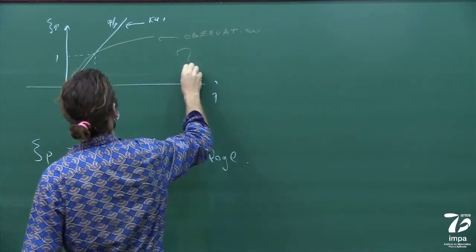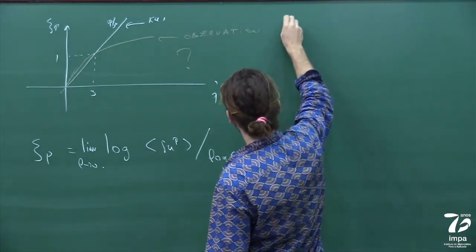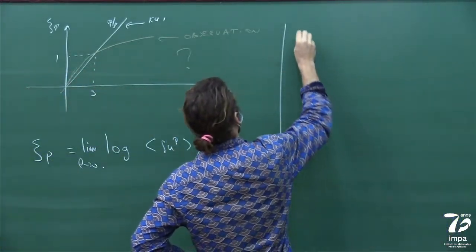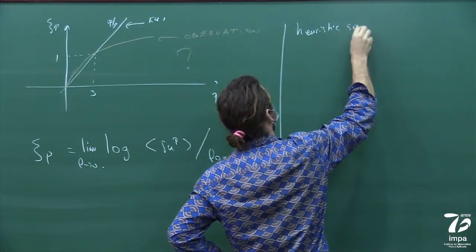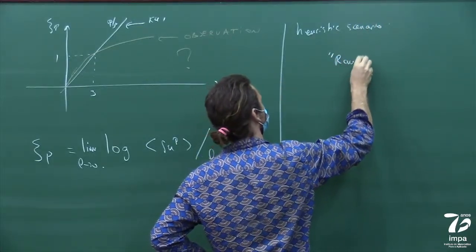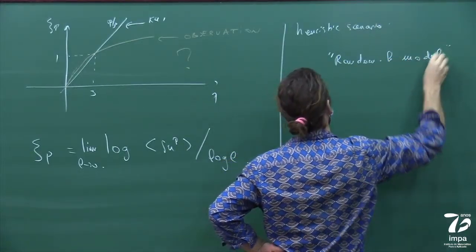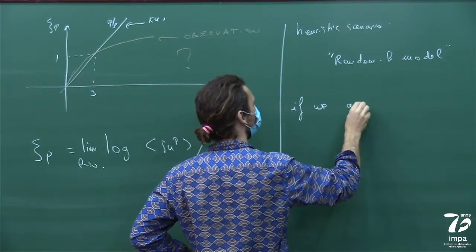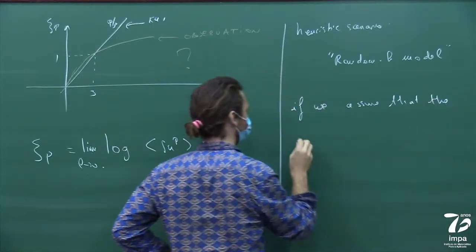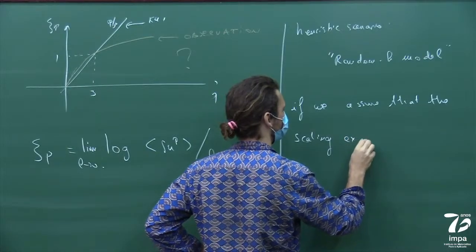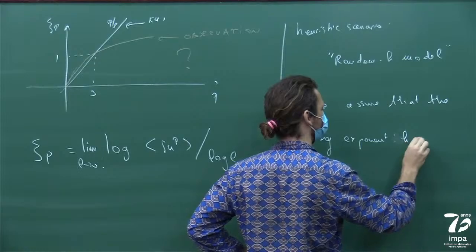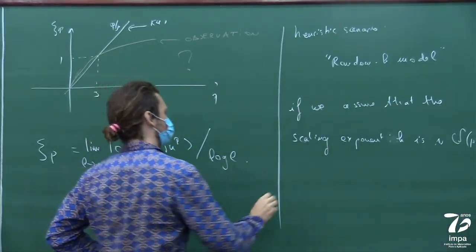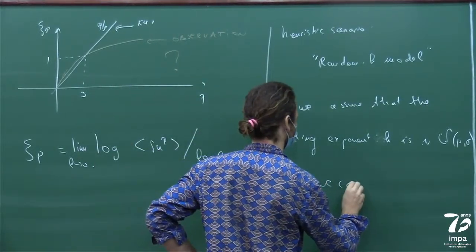The question is, how come? And we argued at the very end that we could propose a very heuristic scenario, which we labeled the random H model, that if we assume that the scaling exponent is not deterministic, but rather given by a distribution, say the scaling exponent H is a certain normal distribution with mu and sigma, then we can reproduce the observation.